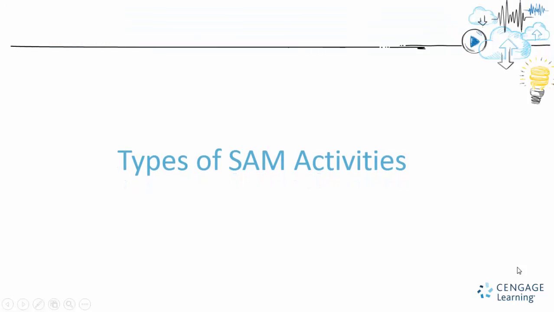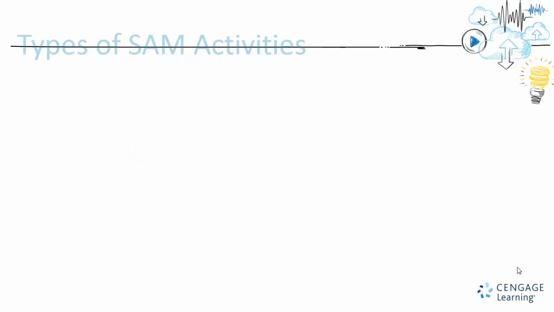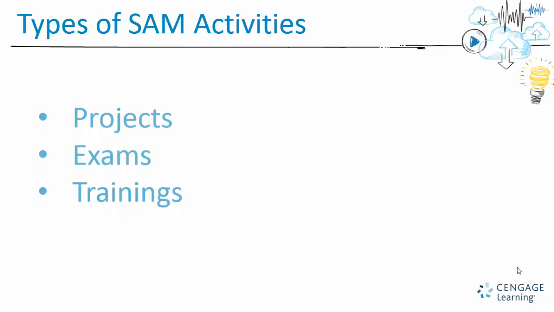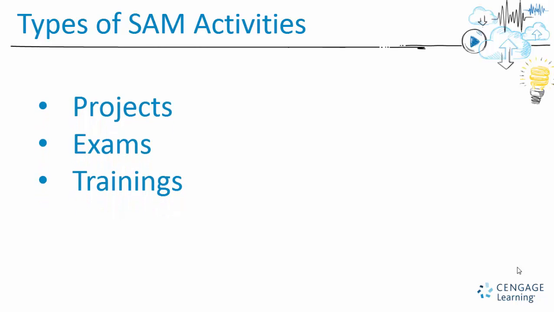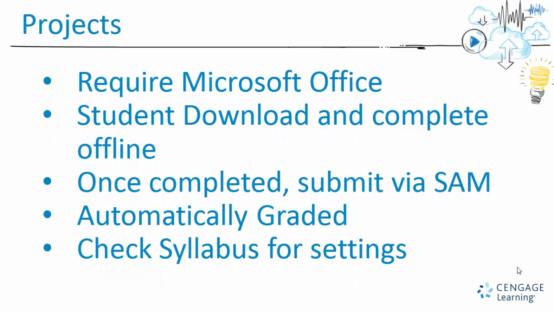Next, let's talk about the types of activities available within SAM. Earlier, I mentioned that you need Microsoft Office for projects, but there are also exams and trainings available for SAM that have been assigned within your course. Let's talk about the projects. The projects require the students to have Microsoft Office because they're going to be completing these projects in different applications such as Word, Excel, PowerPoint, etc.